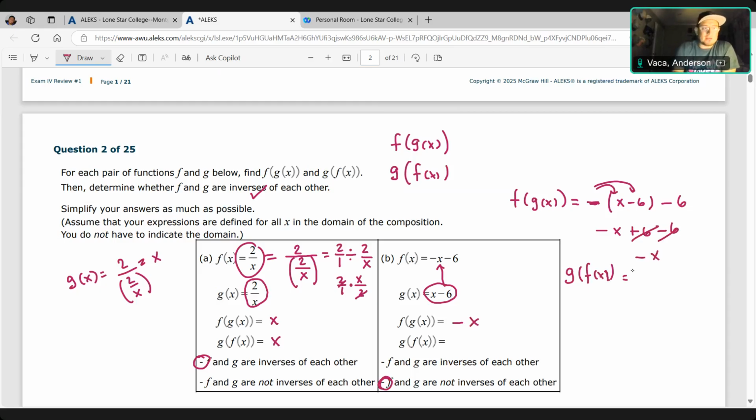Well, here is g, but all of this will take place instead of that x. So that will be negative x minus 6, minus 6, and this turns out to be negative x minus 12. So again, we already had a pretty good feeling that this was not going to work out based on this result. This even confirms it more. These two functions cannot be inverses.